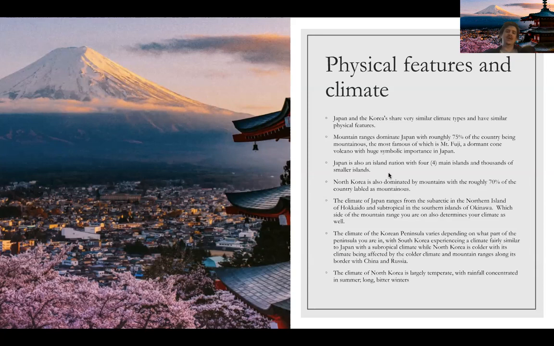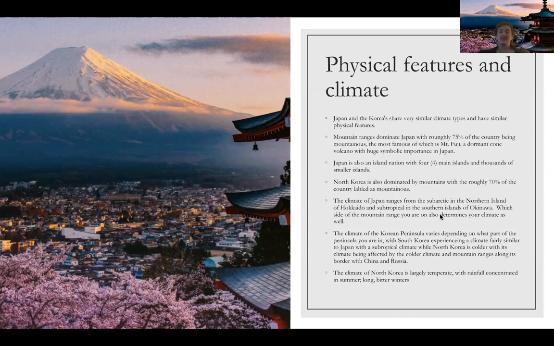As I mentioned, Japan is an island nation with 4 main islands and then thousands of smaller islands. North Korea is also dominated by mountains, with roughly 70% of that country being labeled as mountainous. Now, South Korea is the odd one out in that respect. They are not nearly as mountainous as North Korea or Japan. They are relatively flat for the most part.